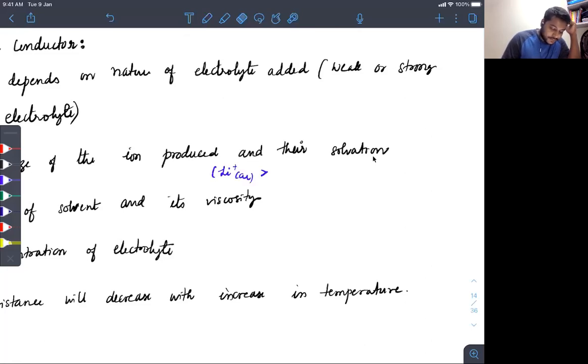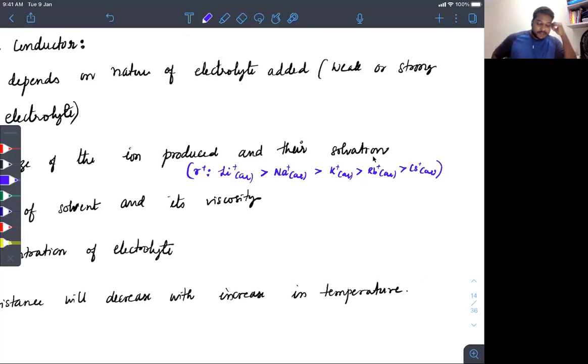This is radius R plus, as compared to that of Na plus aqueous, as compared to that of K plus aqueous, compared to that of Rb plus aqueous, compared to that of Cs plus aqueous.